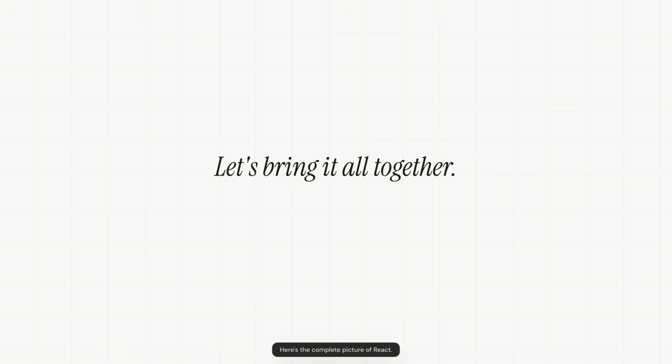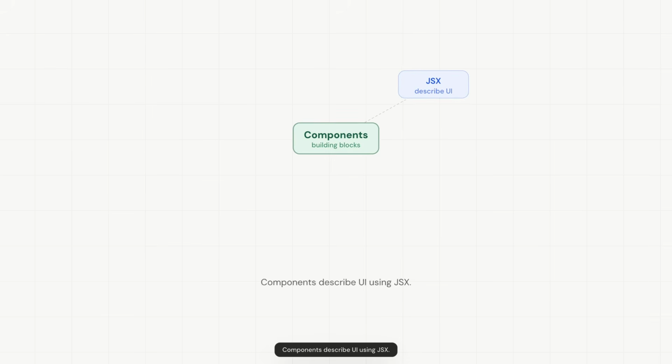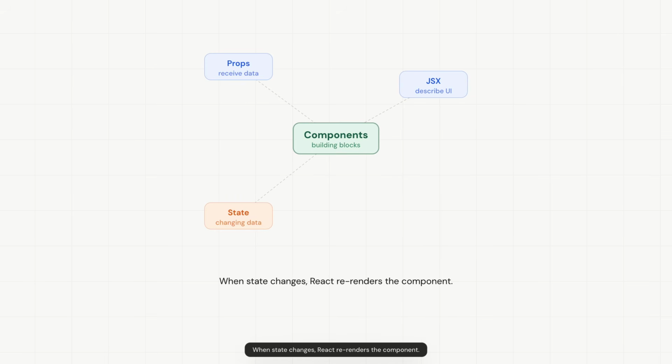React apps are trees of components. Components describe UI using JSX. They receive data through props and manage changing data through state. When state changes, React re-renders the component, uses the virtual DOM to find what changed, and updates only that part of the real page. useEffect handles side effects after rendering. useRef stores values without causing re-renders.